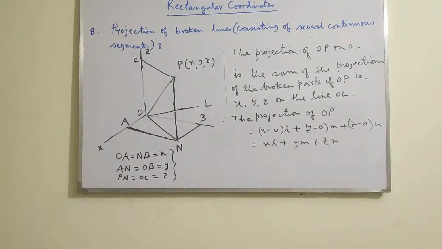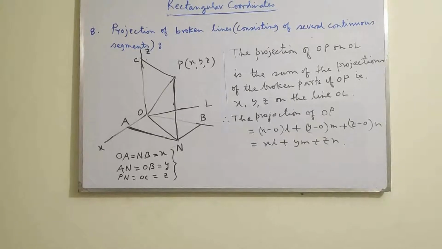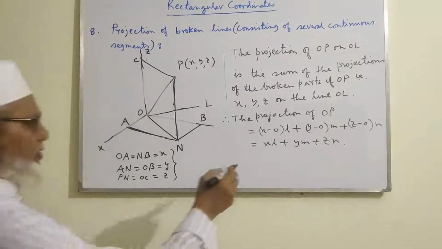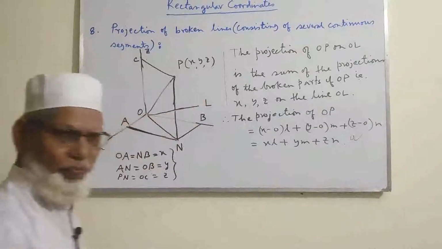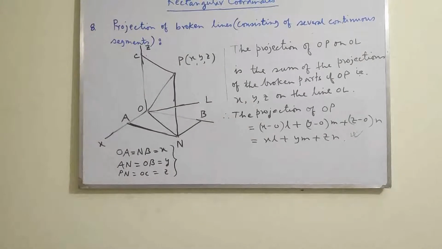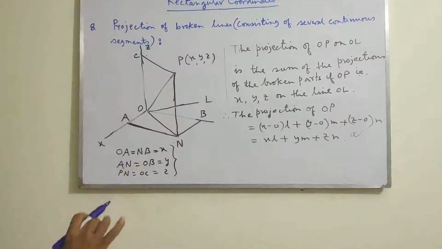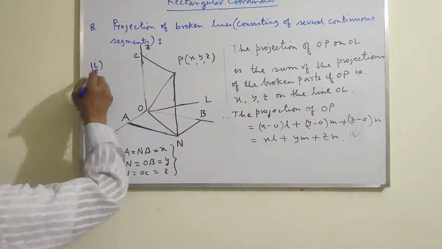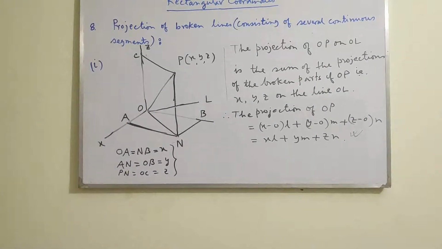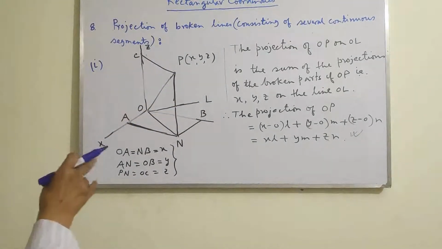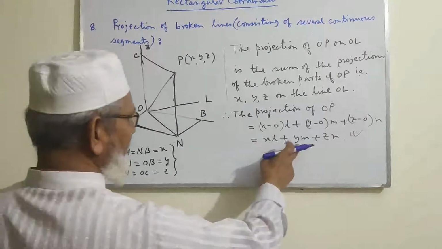This is the projection of a line through the origin, OP, that is projection of OP on OL. This thing is projection of broken lines. এটা আমাদের জেনারেল আলোচনা। ফার্স্ট আর্টিকেল যেটা করলাম সেটা হচ্ছে আমাদের 1, that is projection of a line OP on another line OL. This is xL, yM, zN.